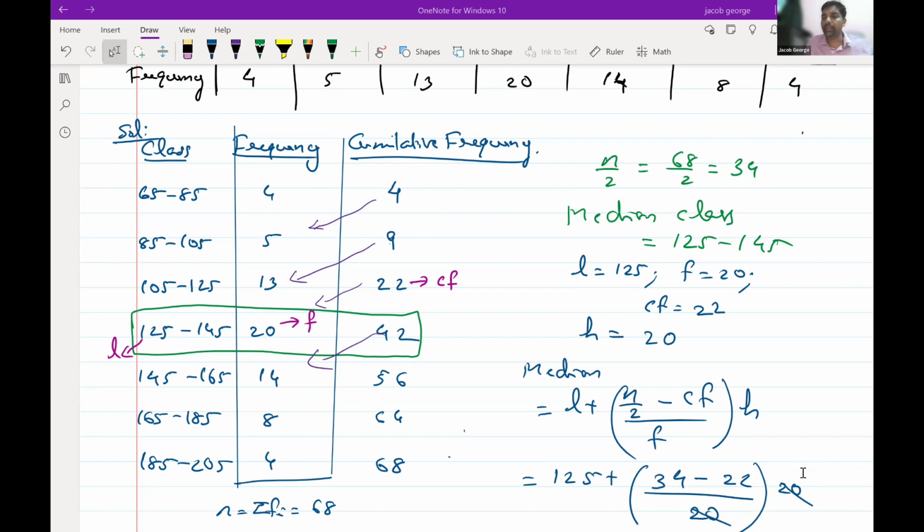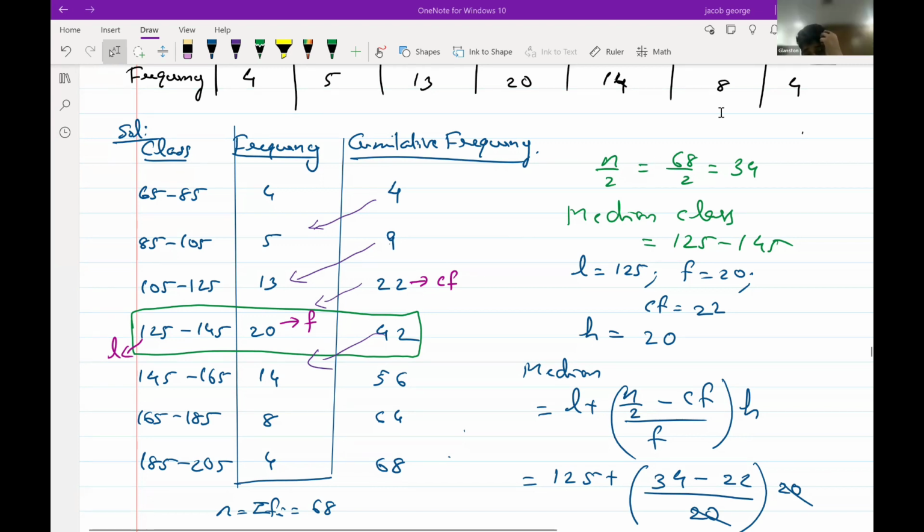Lower limit of the median class is L. L is 125, the lower limit of the median class. Frequency of the median class, f, is 20. Can you see that marking? f is 20. But CF, don't write 42. CF is the cumulative frequency preceding the median class. CF is 22 here.